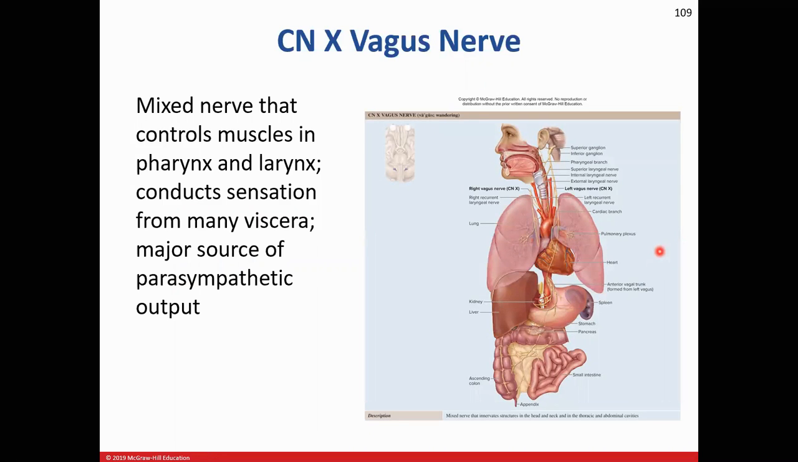Our 10th cranial nerve is called the vagus nerve. Now, the vagus nerve is a mixed nerve that controls the muscles in the pharynx and the larynx. It conducts sensation from many of our viscera and is also a major source of parasympathetic output. So again, this is our fourth nerve then that involves the parasympathetic system. But again, this is also one that leaves the head and neck region. So it actually will go down into the thoracic cavity and the abdominal pelvic cavity, and innervates a lot of the tissue in those regions.